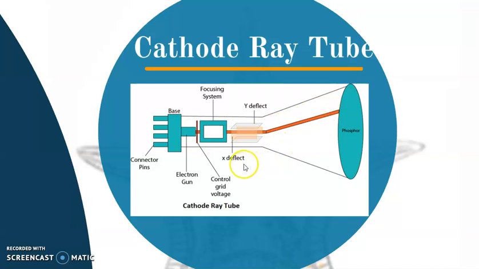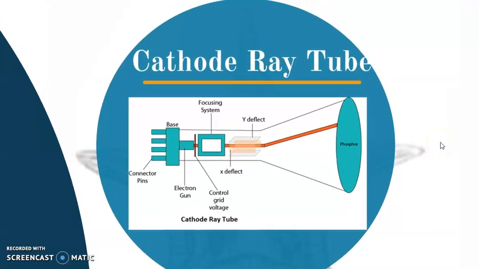Next we have the X deflecting system and the Y deflecting system. When I want to move left or right, I use the X deflection system. When I want to go top and bottom, I use the Y deflection system. That is how I control the movement of the electrons. So this is about the cathode ray tube.